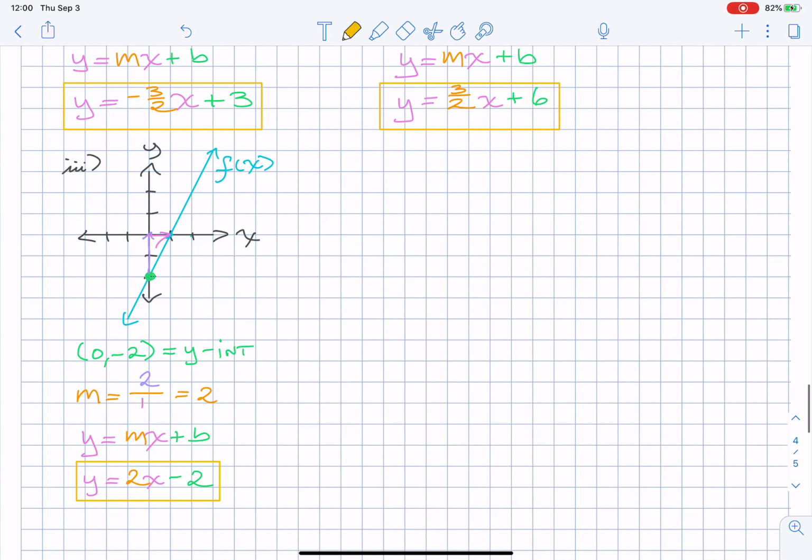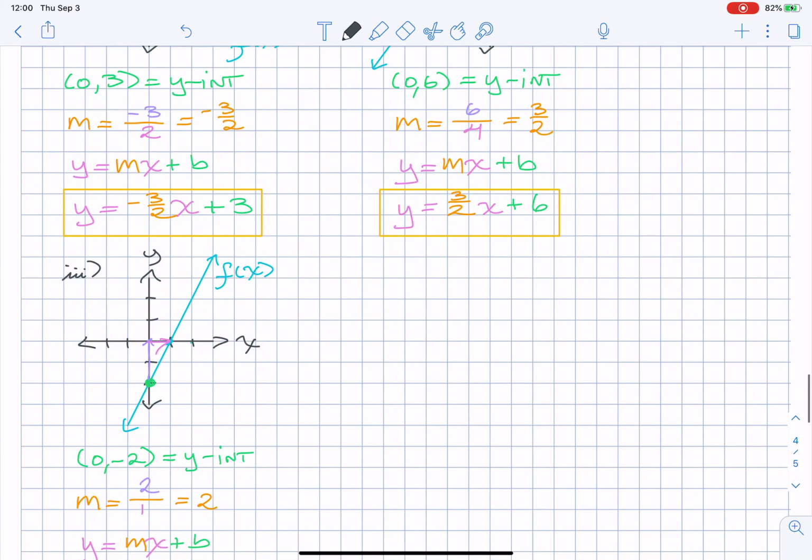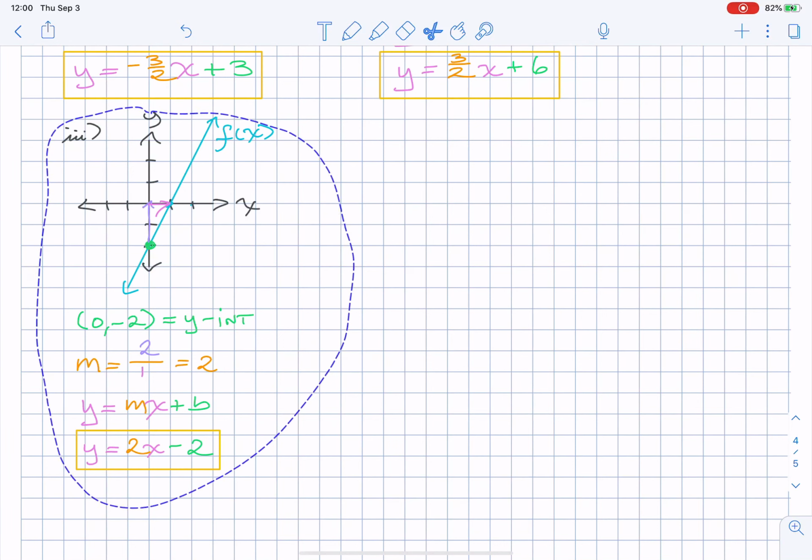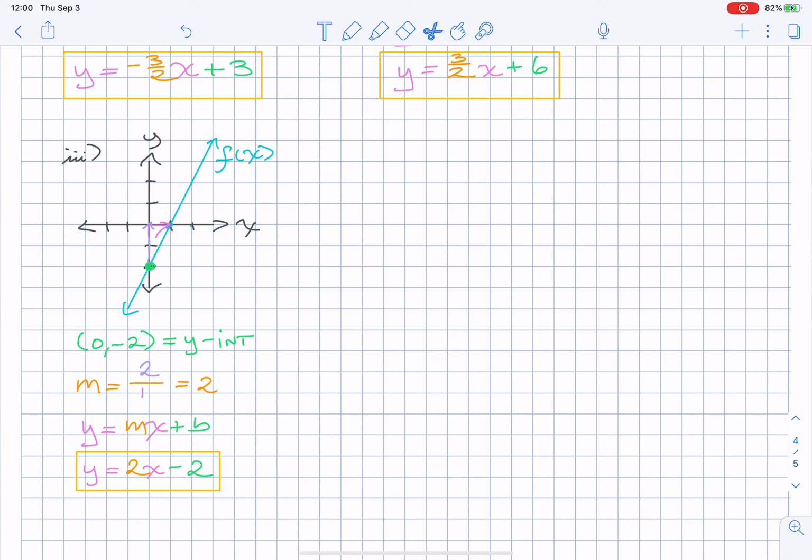And one more for good measure. Should I move that down a bit? It feels a bit cramped. Let's move this down at least 1. There we go, a bit better. Okay, so number 4. What if we had something that looks like so?